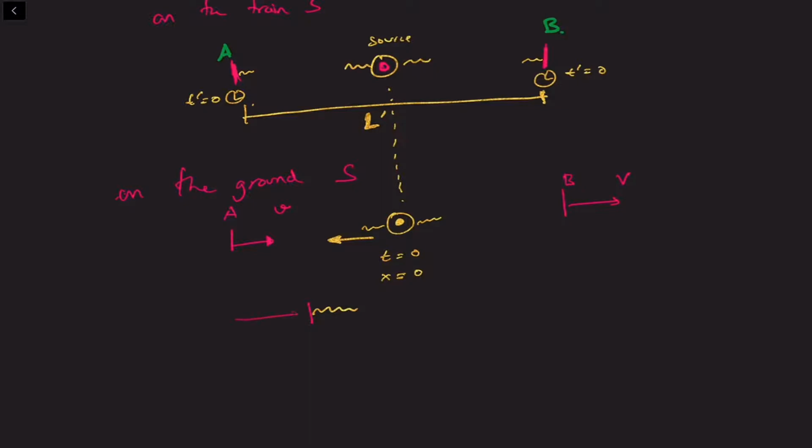At this same instant of time, A has moved a distance V times delta T1, where this is at a time t equal to delta T1. And the detector B has also moved ahead by an amount V delta T1. And since the light signals are traveling at the speed of light, as seen both by the observers on the train as well as by the observers on the ground, the light beam would still not have caught up with B.